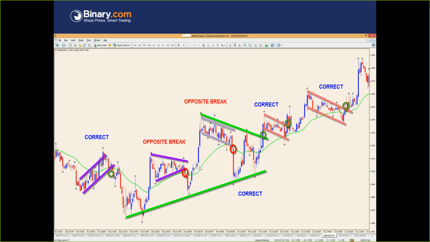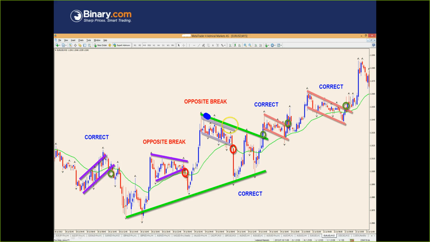This is the Eurodollar 15-minute chart. What do we have here? On the left, we have a bear flag. Price breaks the bear flag, we get follow through. Price makes a bounce, triangle, gets an opposite break. Still finds support, moves up. We got yet another bull flag here, finds an opposite break.